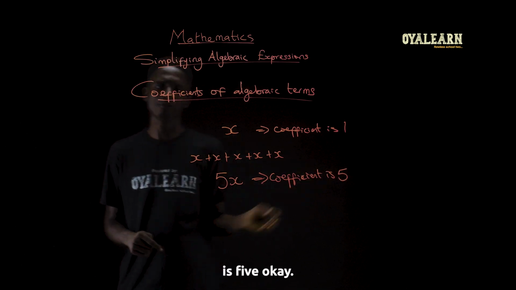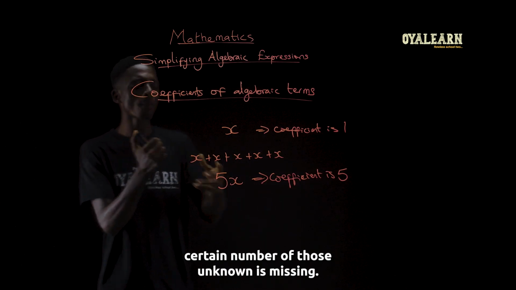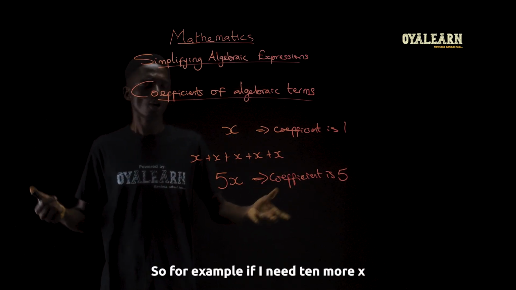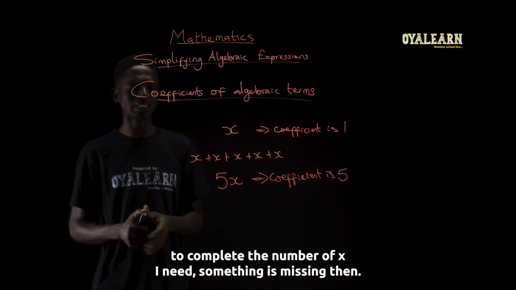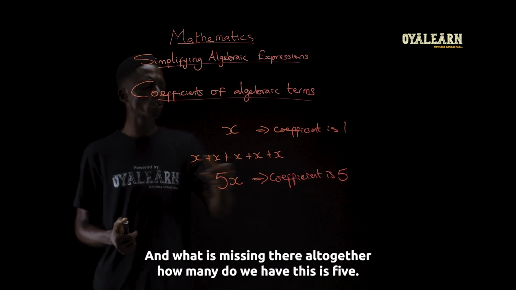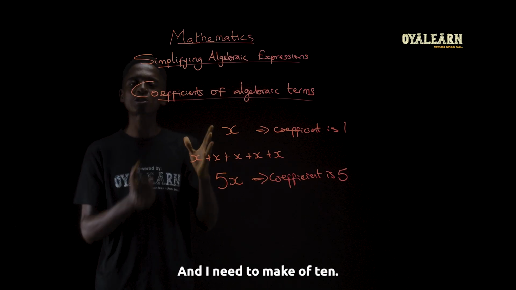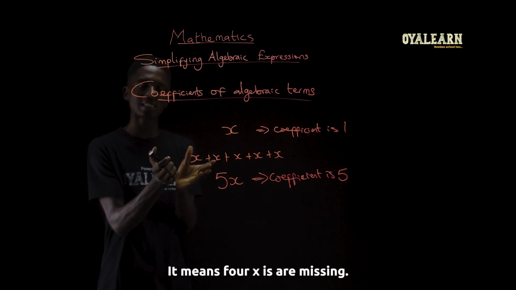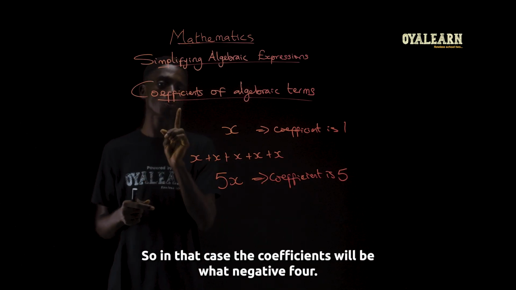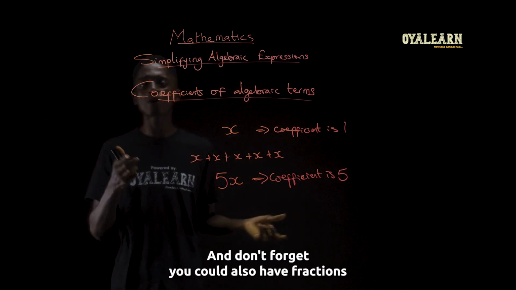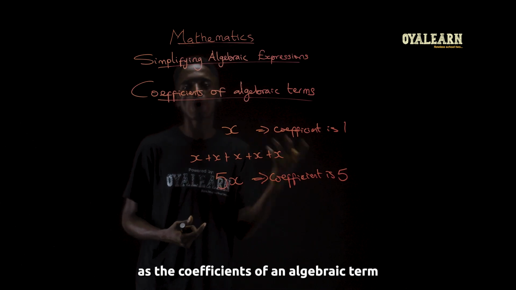Coefficient is 5. Okay? Now, when you have negative coefficients, it means that a certain number of those unknowns is missing. So for example, if I need 10 x in total, something is missing then. And what is missing there? Altogether here, how many do we have? This is 5, this is 1, and we have 6 in total, right? And I need to make up 10. It means 4 x's are missing, so I have negative 4x. So in that case, the coefficient will be negative 4. And don't forget, you could also have fractions as the coefficients of an algebraic term.